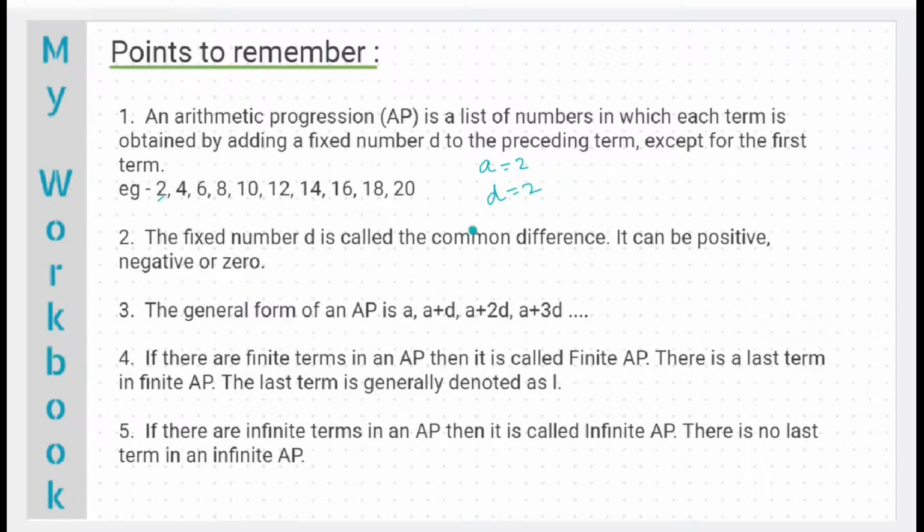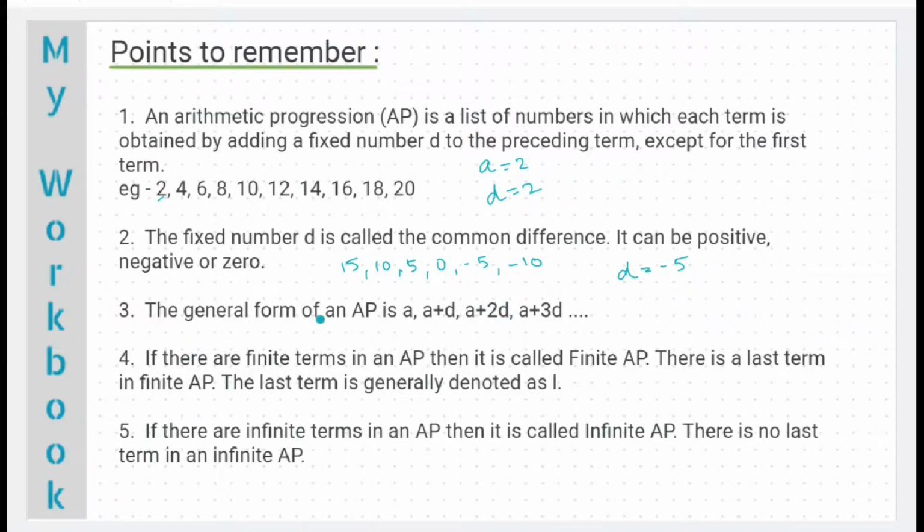So when the common difference is negative, the progression will be decreasing, like 15, 10, 5, 0, minus 5, minus 10. You can see here that I'm taking away 5 from each term to get the next term. So the common difference d will be minus 5 in this arithmetic progression.